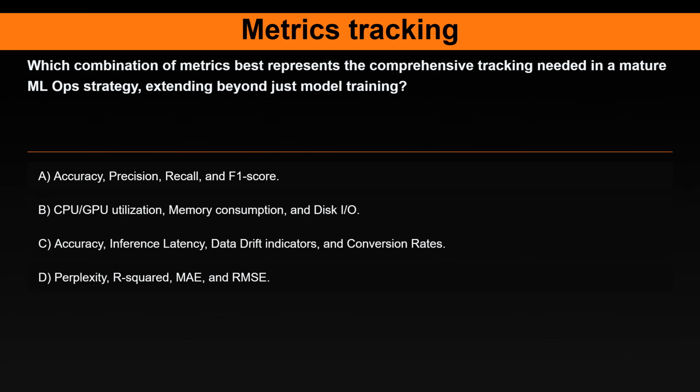Question 29. Which combination of metrics best represents the comprehensive tracking needed in a mature MLOps strategy, extending beyond just model training? Option A. Accuracy, precision, recall, and F1 score. Option B. CPU/GPU utilization, memory consumption, and disk I/O. Option C. Accuracy, inference latency, data drift indicators, and conversion rates. Option D. Perplexity, R-squared, MAE, and RMSE.